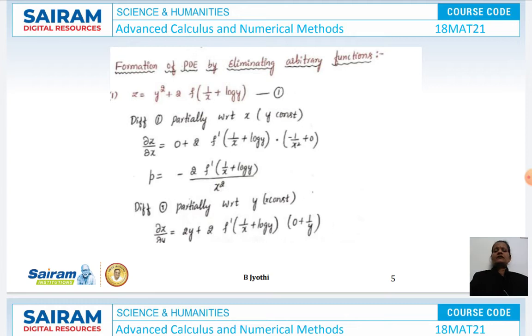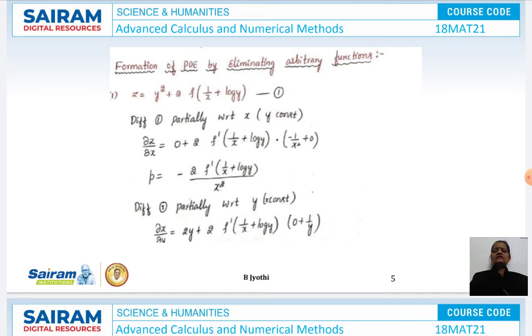First, differentiate partially with respect to x, treating y to be a constant. Then we get dou z by dou x is equal to 0 plus 2 times f dash of 1 by x plus log y into the derivative of 1 by x with respect to x, which is minus 1 by x square, plus 0. And we know that dou z by dou x can be written as p. Therefore, p is equal to minus 2 times f dash of 1 by x plus log y divided by x square.